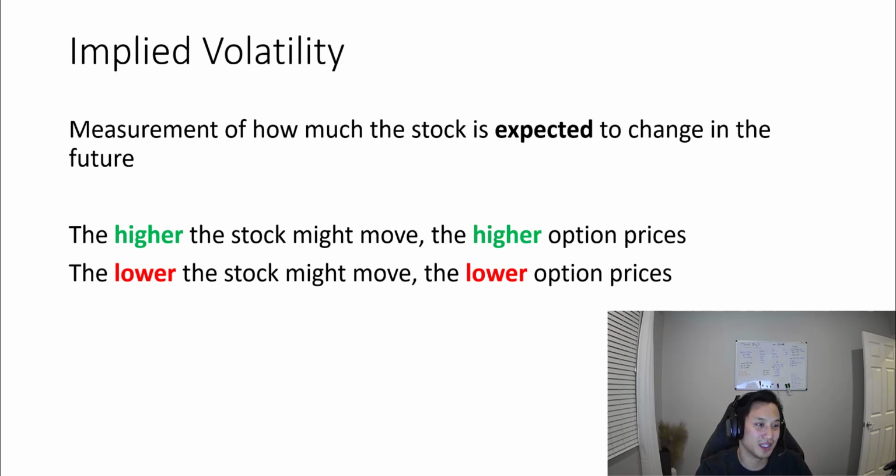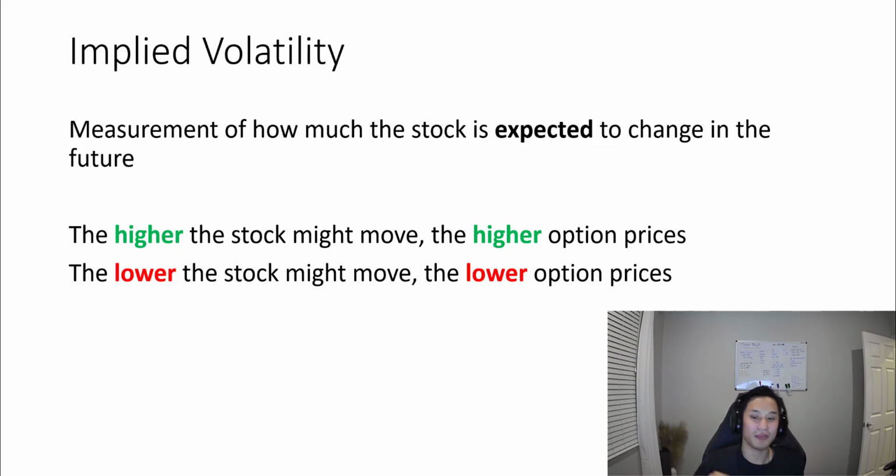What it is, it's a measurement of how much the stock is expected to change in the future, right? So this is not looking in the past. This is looking in the future. So this is how volatile the stock will be in the future. And how this affects puts is that the higher the implied volatility, the higher the option prices will be. And the lower the volatility, the lower the option prices will be, right?